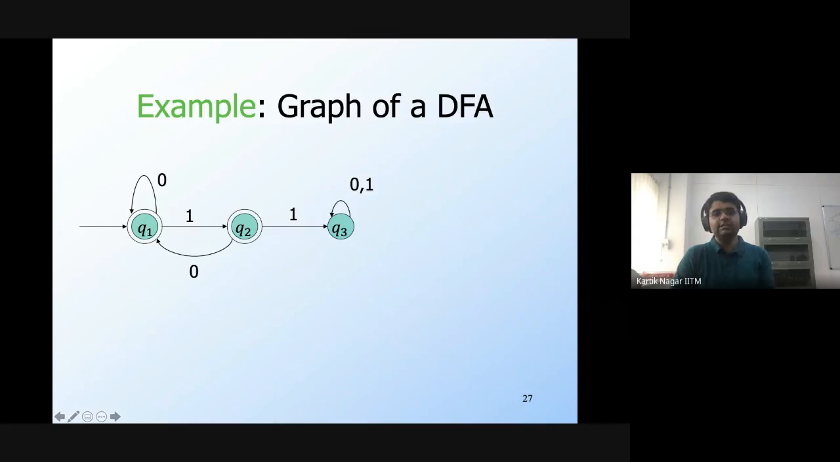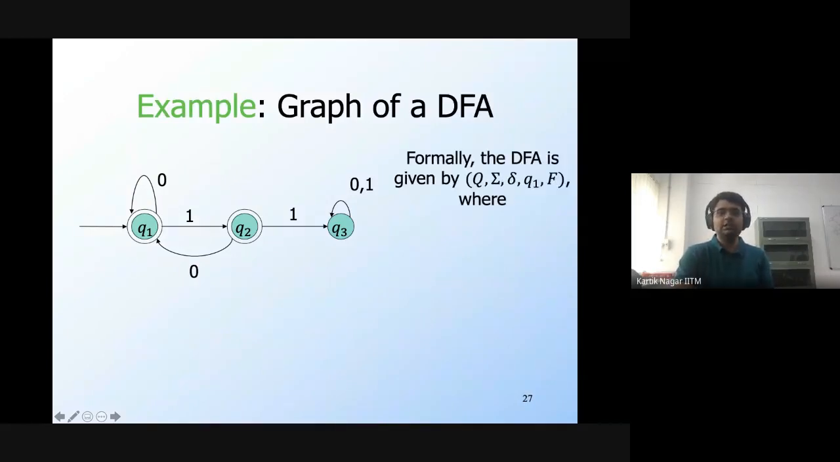And then you have edges between these nodes, and these edges are labeled, in this case by 0 and 1. So this means that 0, 1 is the input alphabet of this DFA. And you can figure out the transition function from the way that the edges are oriented between the nodes and from the labels that they have. Let's also look at the formal representation of this DFA, so that we can see how the formal representation matches with the graph representation.